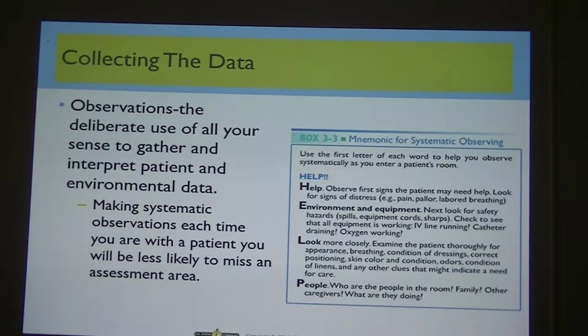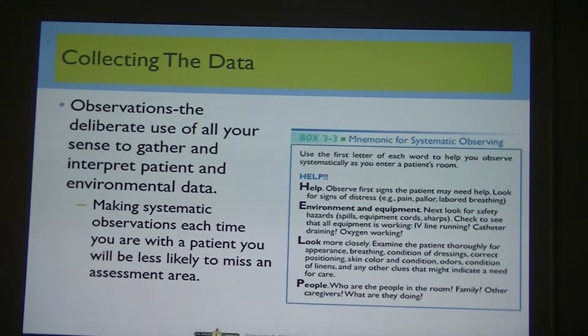Next, scan the environment and your equipment. So make sure, is the bed low? Are there spills in the room that need to be picked up? Are there sharps? Is there anything on the floor that did not get put where it's supposed to be? And then if you have IVs running, always check, is it at the right rate? Is it going like it's supposed to? And those types of things.